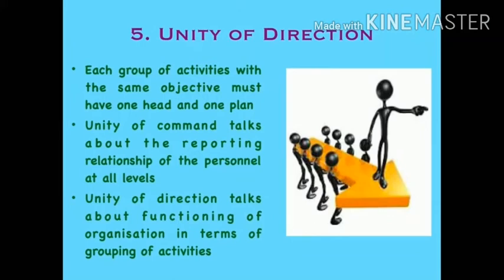Each group of activities with the same objective must have one head and one plan. Unity of command talks about the reporting relationship of the personnel at all levels. And unity of direction talks about the functioning of an organization in terms of grouping of activities. So there is a difference between unity of direction and unity of command. Command is about reporting relationships, and unity of direction is about the functioning of the organization.